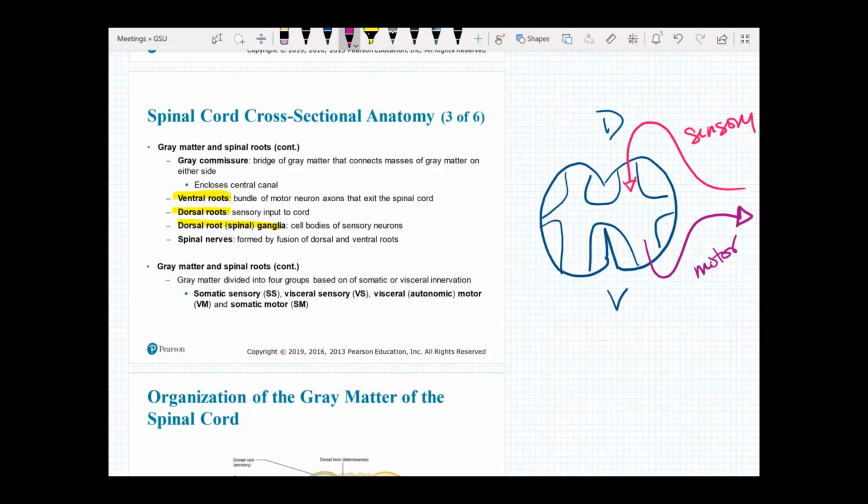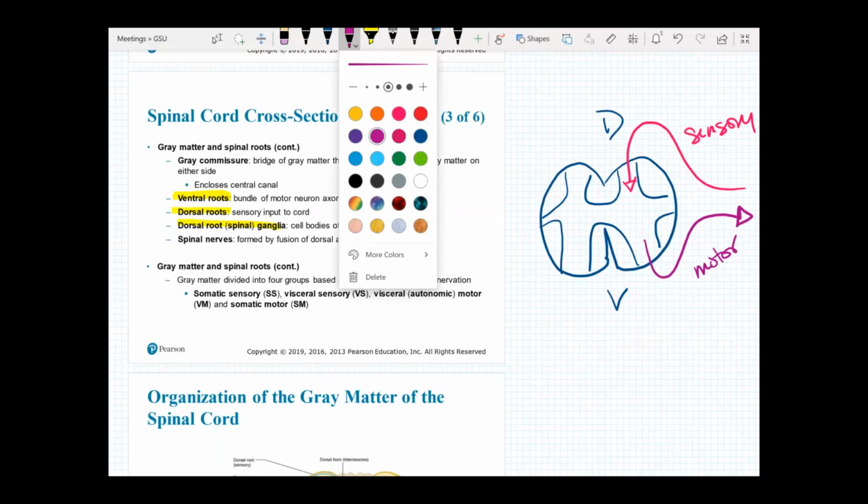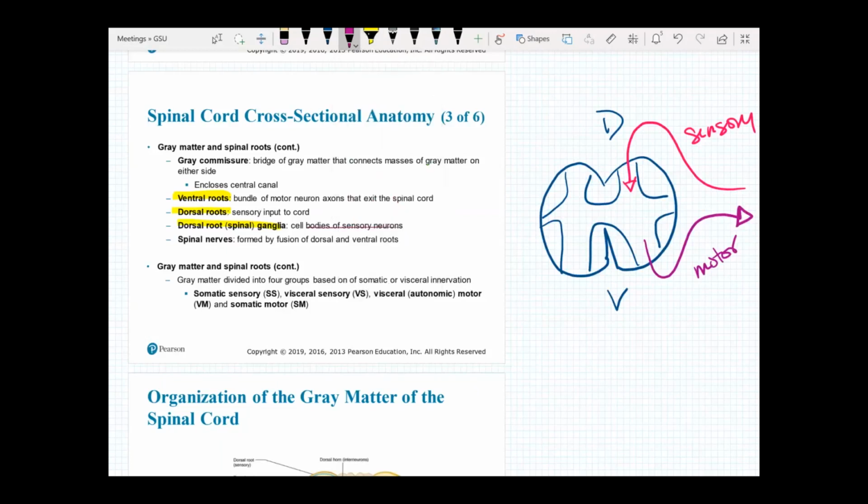We have a dorsal root ganglia, which is basically the cell bodies of our sensory neurons. Because we have said that our sensory neurons, or our afferent neurons, typically have cell bodies outside the CNS, they will have this thing called the dorsal root ganglia, which is a bulge of cell bodies outside of the CNS. This is where you will find it, on the dorsal root. Ganglia is a collection of cell bodies. Because sensory afferent pathways have cell bodies outside of the CNS, this is considered outside of the CNS.